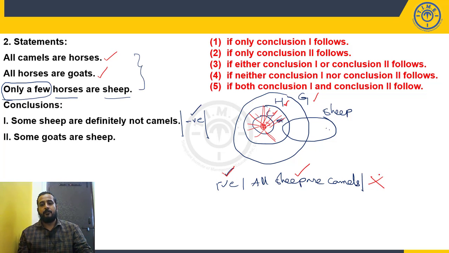So my answer is false, because if I want to say one of the conclusions is definitely true, it has to be true in all the cases. But it is not true here because the alternate is true. So this becomes false. So the first conclusion does not follow.